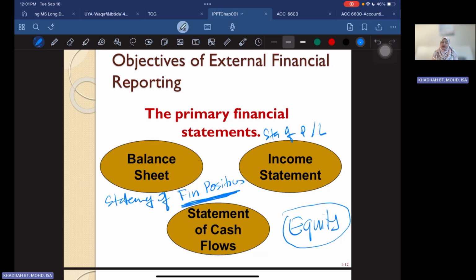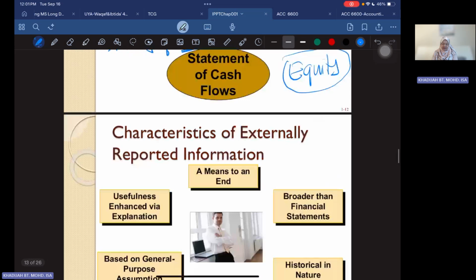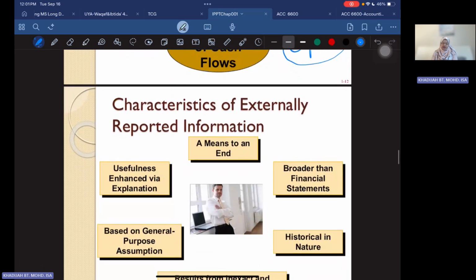Okay, but currently we are going to focus on these three: balance sheet, or what you call statement of financial position, income statement or statement of profit and loss, and statement of cash flow that talks about the cash inflow and cash outflow. So these are the three primary financial statements. So what are the characteristics of externally reported information?